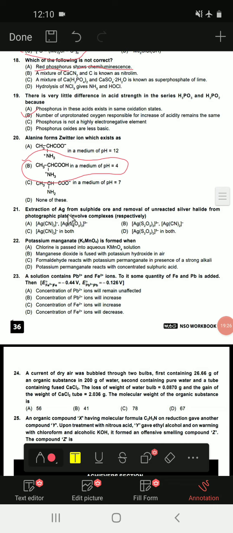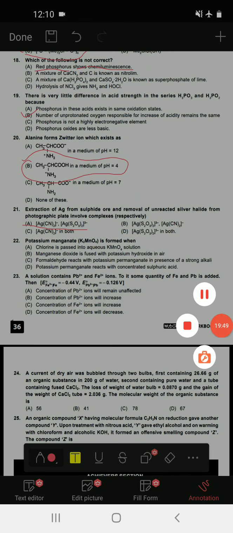Extraction of silver from sulfide ore and removal of unreacted silver halide from a photographic plate involve complexes, respectively, and these are the complexes given. Which one do you think is the correct answer option? See, the correct answer option is A. It exists in this specific form.